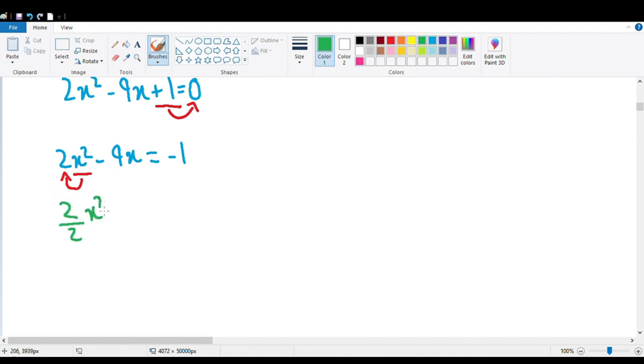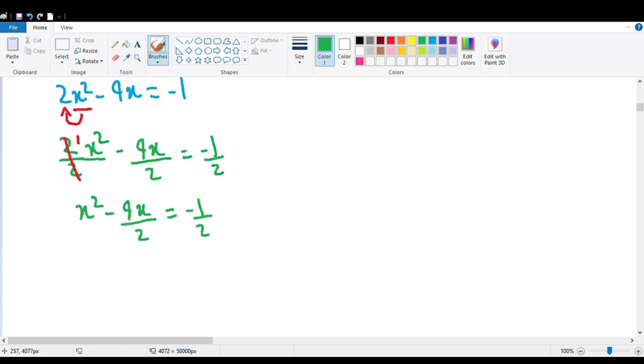So we're going to divide every single term by the coefficient of x squared, which in this case is 2. And then we're going to cross out this 2 and this 2 to make it 1. And we're going to get x squared minus 9x over 2 equal to minus 1 over 2.